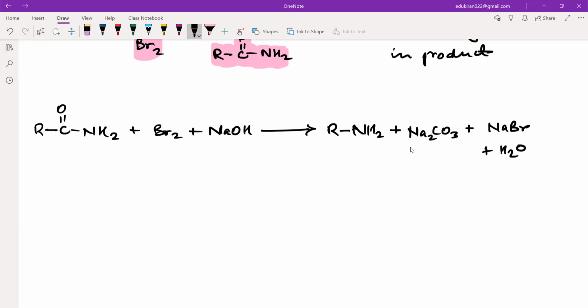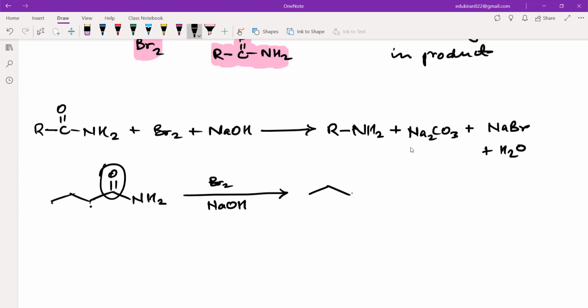Let us say if you have C double bond O, NH2, and then here you have Br2, NaOH. Then what is going to happen? So how many carbon atoms are here? 1, 2, 3, 4. So you'll remove this, right? And just write NH2. So you'll have 1, 2, 3, and there will be NH2. So just reduce one carbon atom, and then you are getting this.